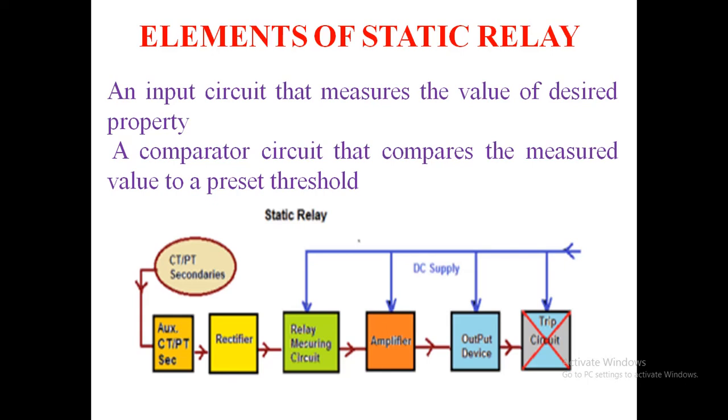So this is our block diagram for static relay: an input circuit that measures the value of the desired property, and a comparator circuit which compares the measured value to the preset threshold value. So this is our circuit block diagram of static relay. Here the components are represented, whether it may be a CT or PT secondary, auxiliary windings primary or secondary, rectifier, relay measuring circuit, amplifier, output devices, and the trip circuit.